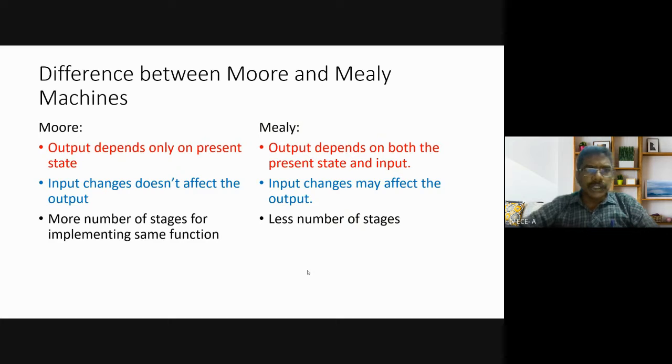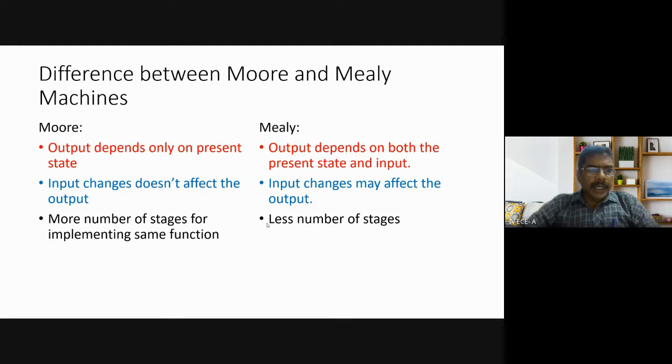So first, you should know about Moore. What is Moore machine and Mealy machine, and what is the difference between them? Moore machine means the output depends only on the present state. It does not depend on the input. Whereas in the Mealy machine, the output depends on both the present state and also the input.